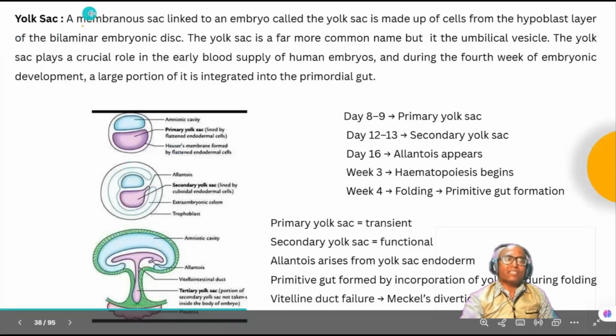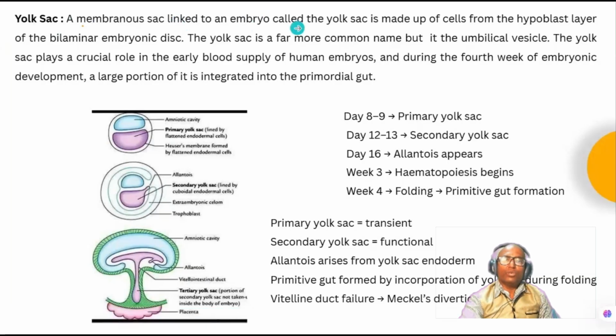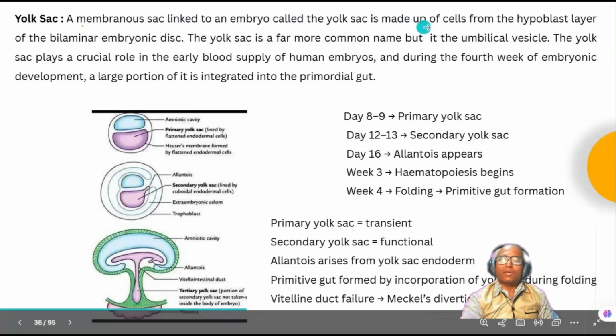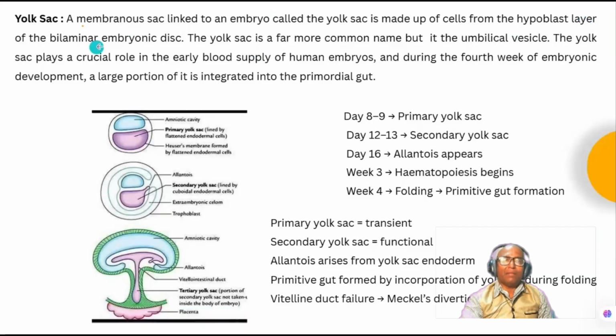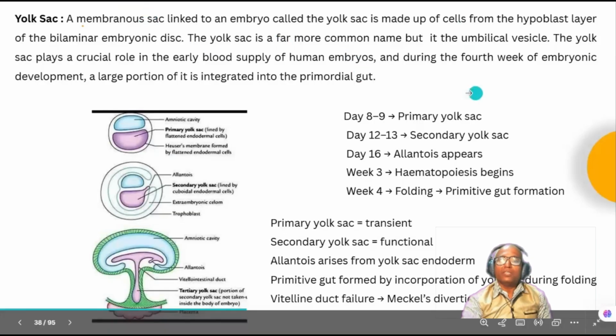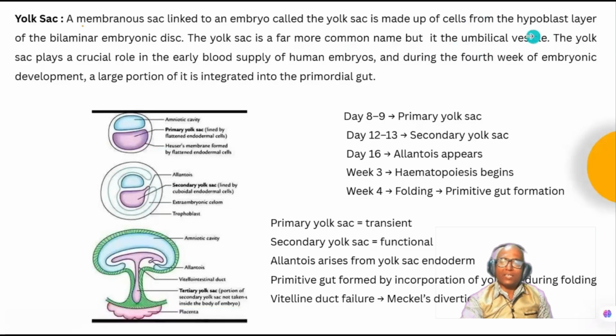The yolk sac is a membranous sac lined by the embryo, made up of cells from the hypoblast layer of the bilaminar germ disc. So we have seen that there are two layers here, the epiblast and the hypoblast. From this hypoblast you are getting this membranous sac. Another name for the yolk sac is the umbilical vesicle.